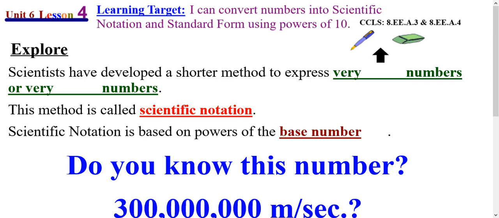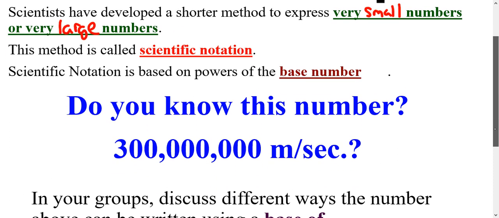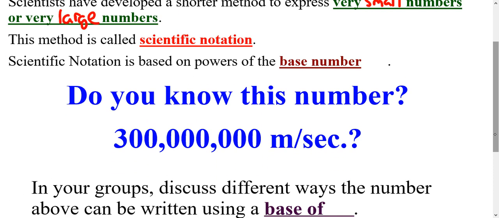All right, so this explore. Scientists have developed a shorter method to express, and we're talking about scientific notation, very small numbers and very large numbers. You might see this in science. That's why it's called scientific notation. Scientific notation is based on powers of the base number of 10. So just make sure that you understand that.